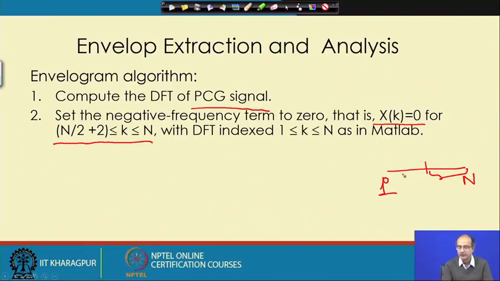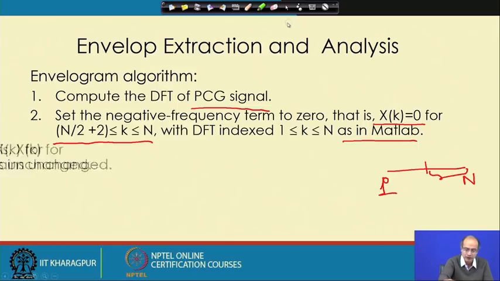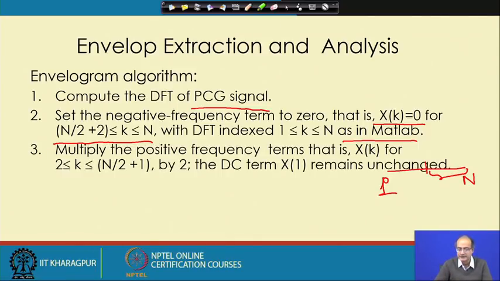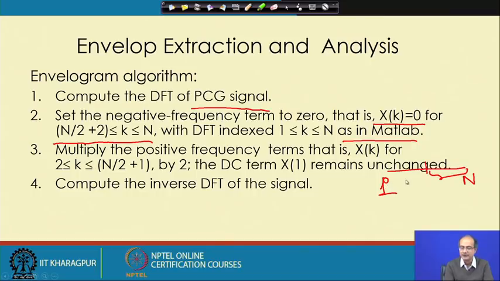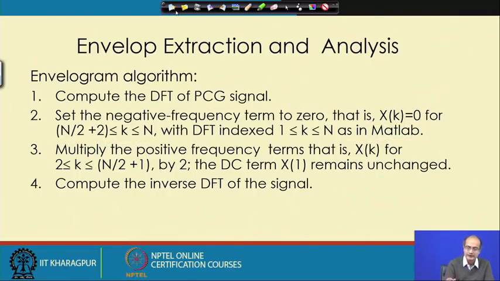That is the way MATLAB gives the negative sides. If you have a different routine that gives the negative indexes in a different way, we should make the appropriate changes. Now let us look at the next part: for the positive frequency X[k], from 2 to n by 2 plus 1, we multiply by 2. That means the positive part of the spectrum we multiply by 2, and the DC term, given by the first term X[1], remains unchanged. We would not like to change that, because the definition of the analytic signal demands it in that way.